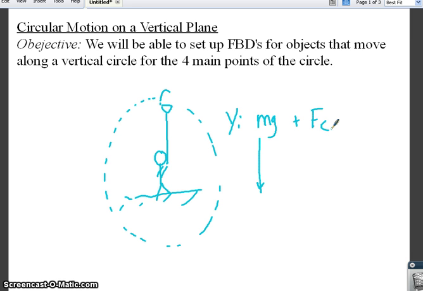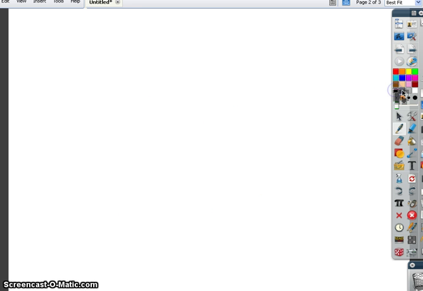So what we're going to do is discuss the four main points, essentially the 6 o'clock, the 3 o'clock, the 12 o'clock, and the 9 o'clock position. The four main points around the circle. Okay? Four main points around the circle. So let's do that.